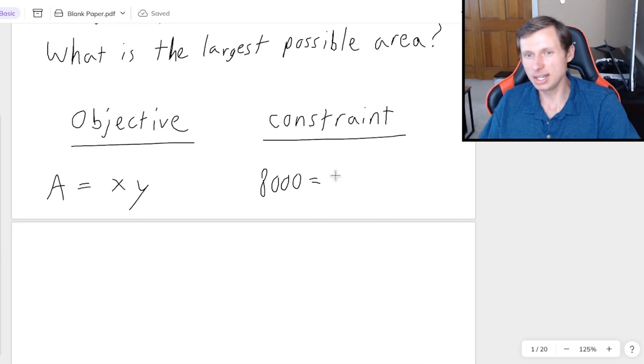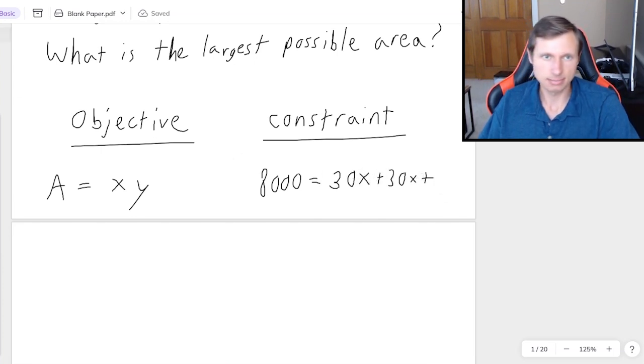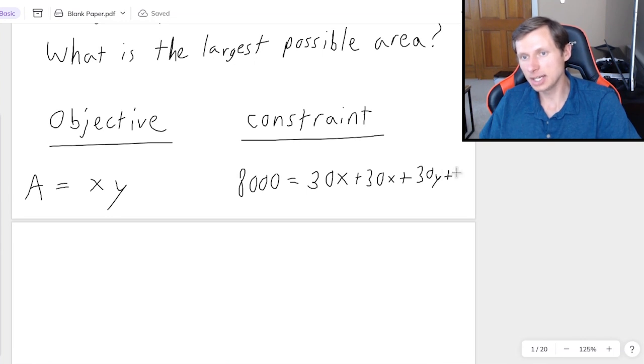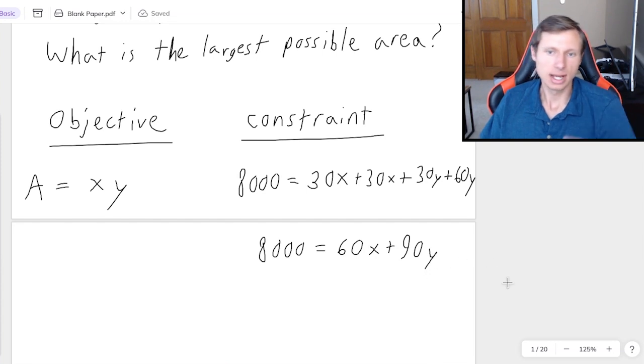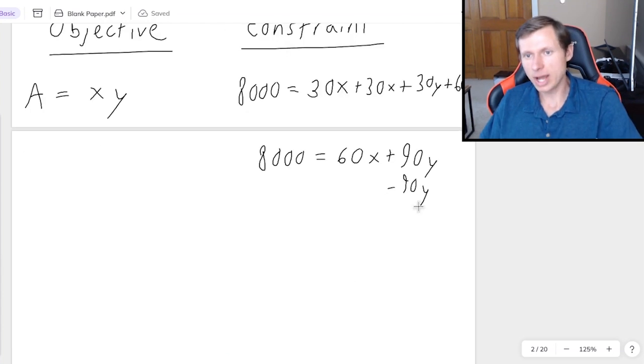And so then plugging in, I'm saying 30x plus 30x plus 30y for the wood sides, and then 60y for the stone rock side. And I can simplify that. So 8,000 equals 60x plus 90y. And now I need to solve for either x or y. Doesn't matter which one. I'll choose to solve for x. So that means I'm subtracting 90y from both sides. 60x equals 8,000 minus 90y.